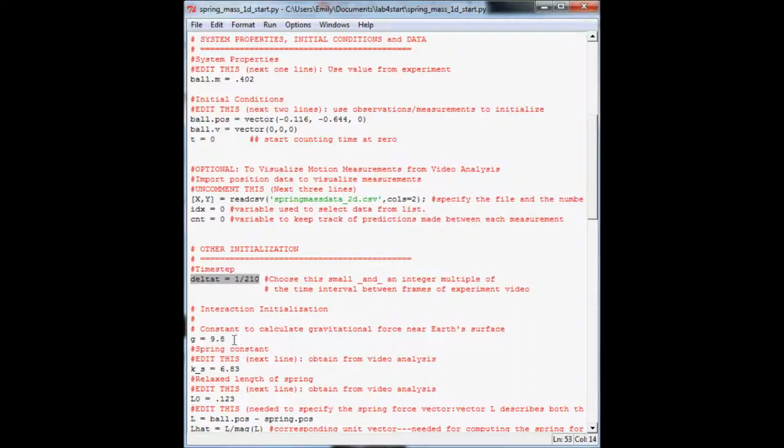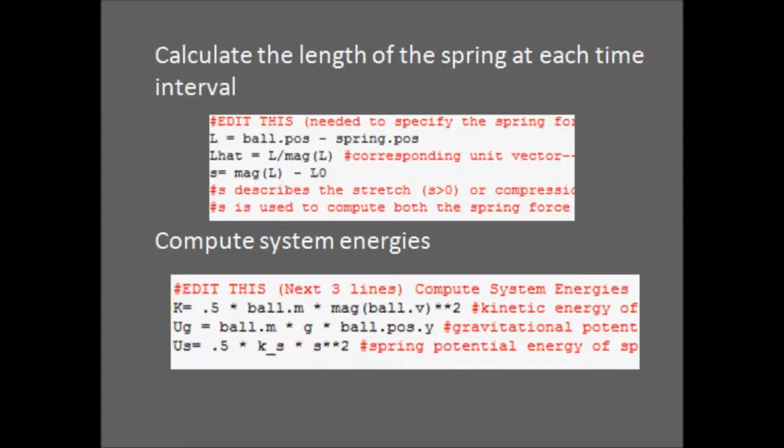I then entered the gravity constant and the spring stiffness and relaxed length of the spring, which were calculated in an earlier slide. This part of the code calculates the length of the spring at each time interval. I then entered these equations to compute system energies. To calculate the kinetic energy of the spring, I use the equation K equals 1/2 mass times the velocity squared. For the gravitational potential energy, I use the equation mass times the gravitational constant times delta y. And for the potential energy of the spring, I use the equation 1/2 times the spring stiffness times s squared.